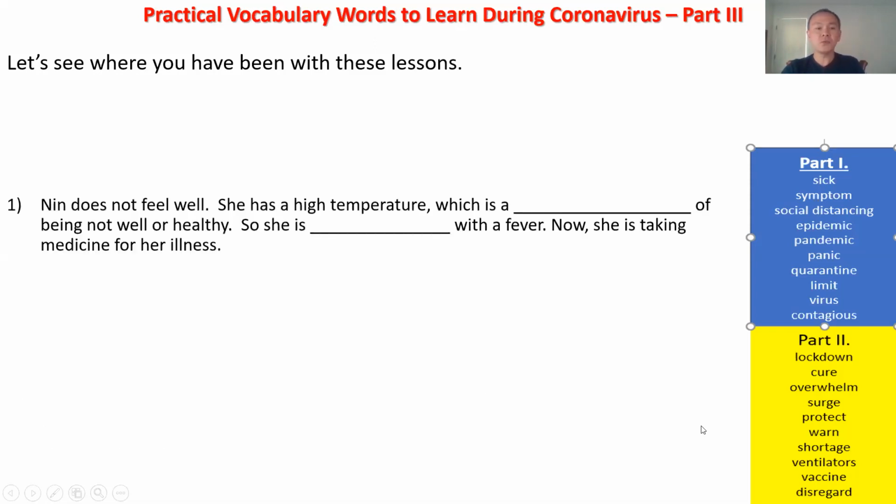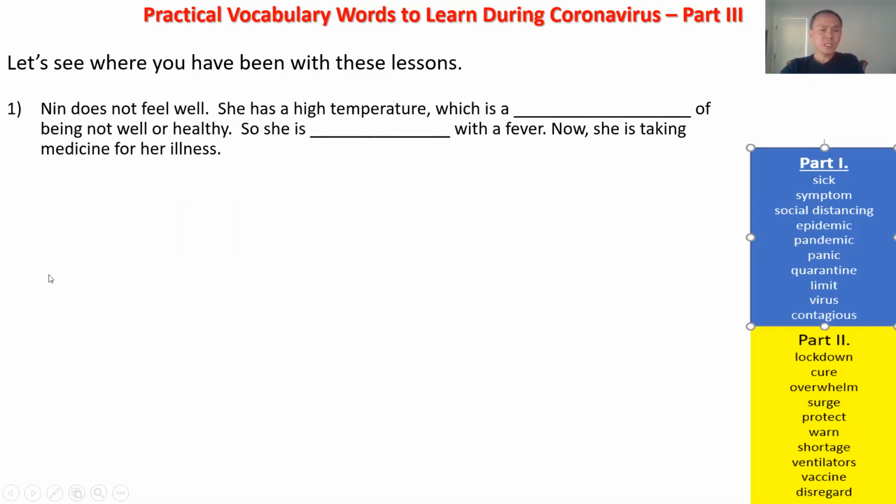Okay, so let's see if you remember these things. Nin does not feel well. She has a high temperature, which is a blank of not being well or healthy. She is so blank with a fever. Now she is taking medicine for her illness. So what can you put in here? Okay.